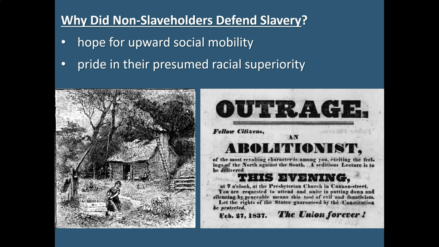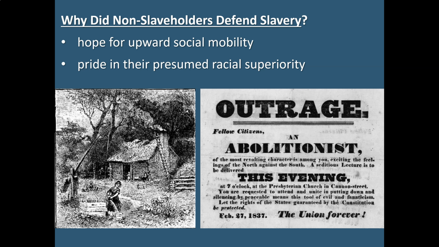Number one, of course, is just economics. That maybe one day, if things improve, if I'm a poor white Southern farmer, maybe I can scrape together enough money to purchase a slave, and that slave will kind of unlock the door to upward social mobility. I'll get more respect in the community. I'll have more money. Things will improve. So there's kind of a hope for a better future through slavery. That would have been one of the reasons white Southerners who didn't own slaves would have defended slavery so harshly.